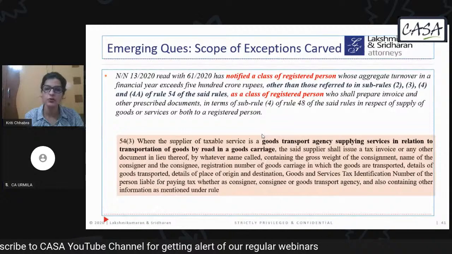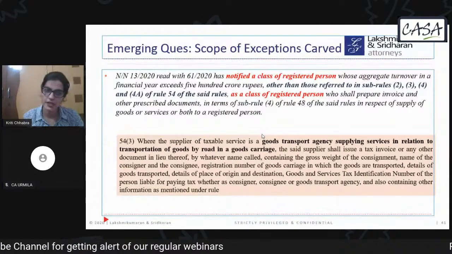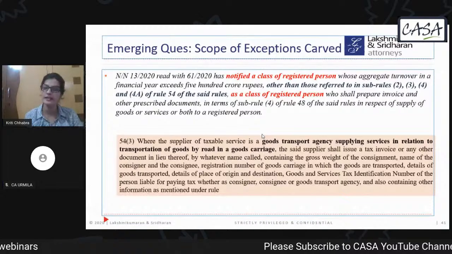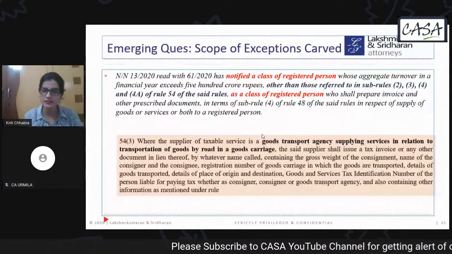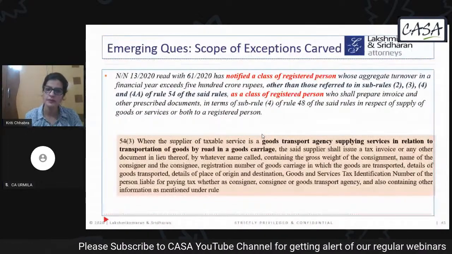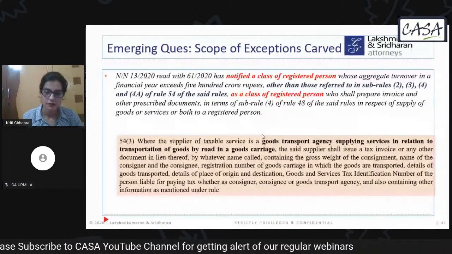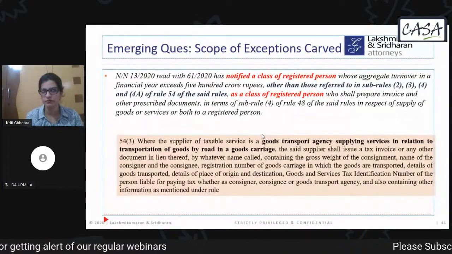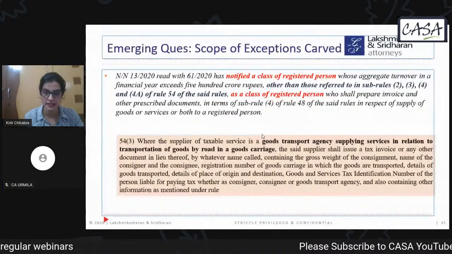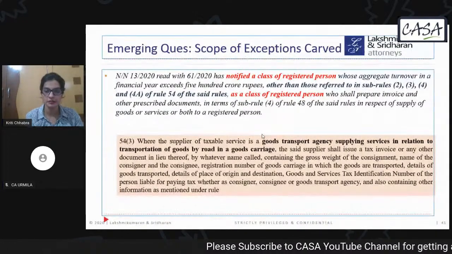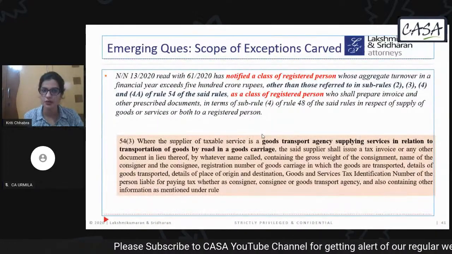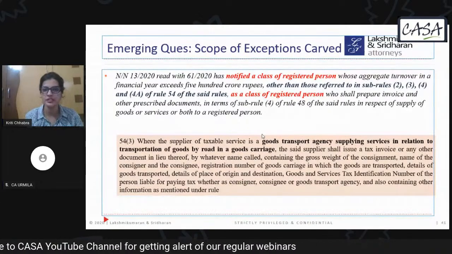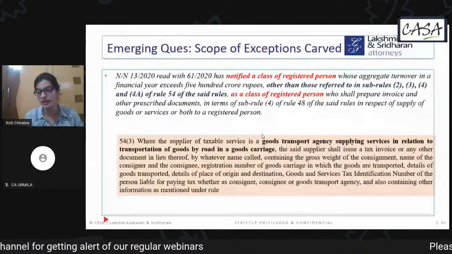Why? Because there is no consistency between the wording of notification number 13 of 2020, which talks about a notified class of registered persons, vis-a-vis Rule 54(3), which talks about a supply and a document only. Therefore, this anomaly should be kept in mind, and a representation should definitely be made to the GST Council seeking clarification on this aspect, because a similar question can arise in respect of other supplies also.